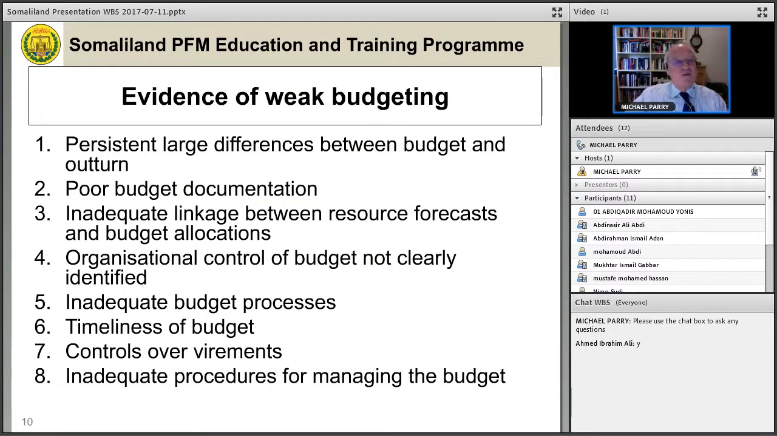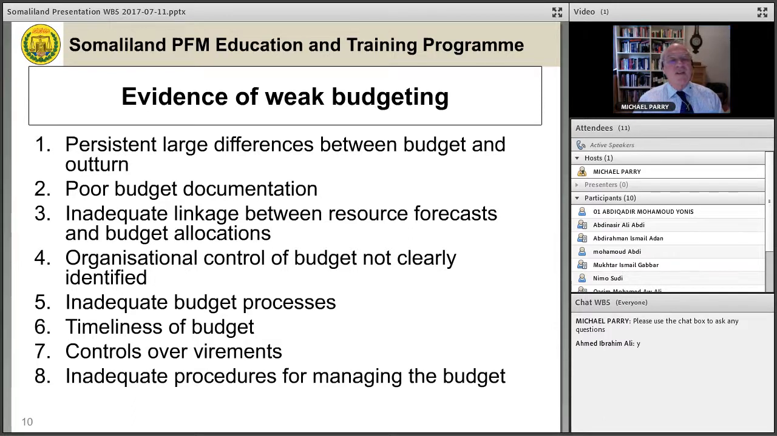But of course, many countries, most countries actually, sadly, have weaknesses in their budget process. One would be the point we just mentioned, there are persistent large differences between the budget and the outturn. The budget that's passed bears no relationship to what actually happens in some countries. It's just a paper exercise, it means nothing. A second problem is poor budget documentation, where the budget documents are incomplete, can't be understood, the figures don't agree with each other sometimes.